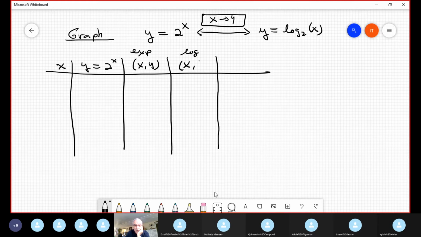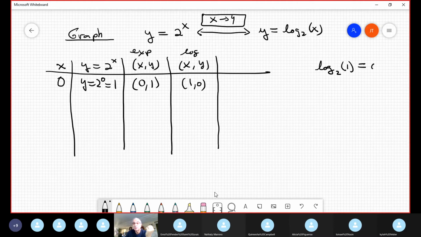Now we are ready. Suppose x is 0. It is obvious that y is equal to 2 to the 0 power, which is 1. And the point is (0, 1). This is the universal point in the exponential. So what is the corresponding point in the logarithm? The only thing you should do is interchange x and y: (1, 0). Because I know the logarithm base 2 of 1 is 0. We know this property: logarithm of 1 always is 0.